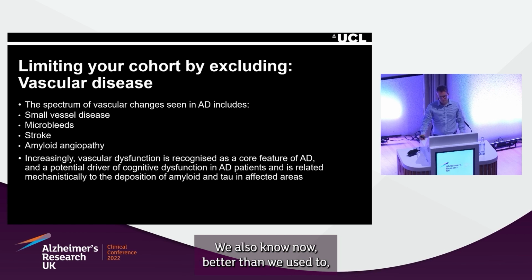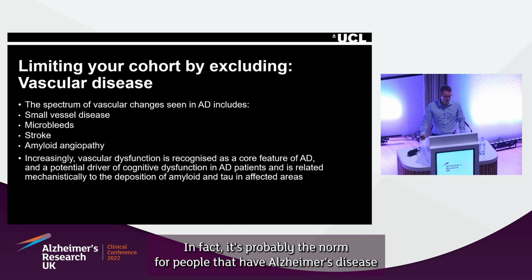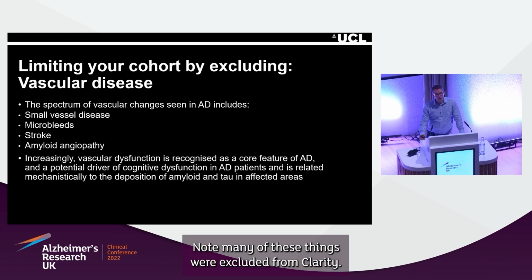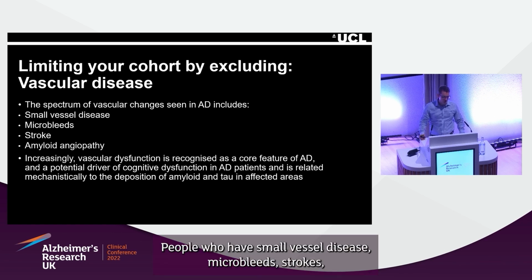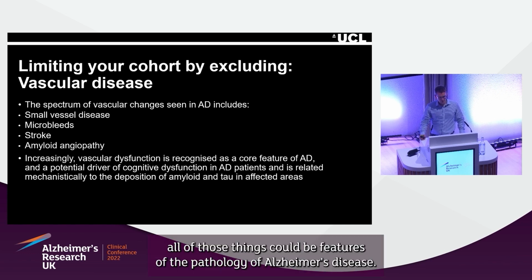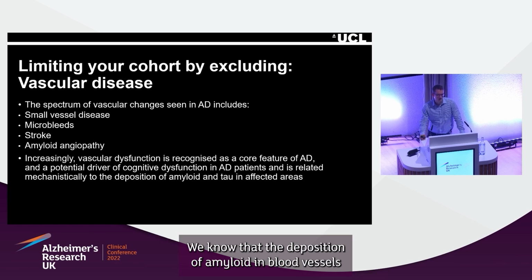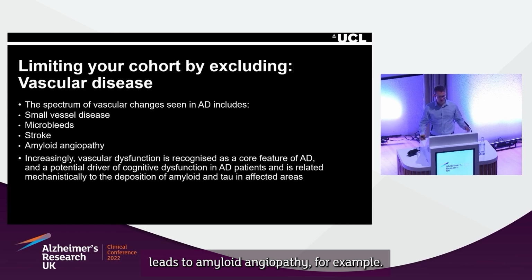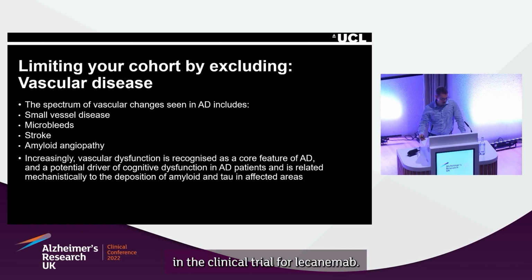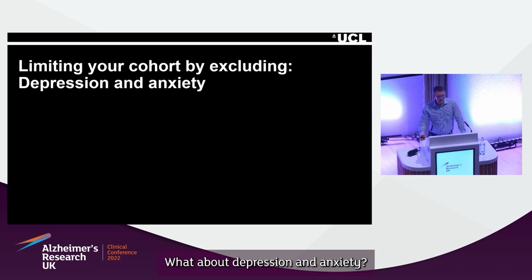But we also know now, better than we used to, that it's not uncommon. In fact, it's probably the norm for people that have Alzheimer's disease to also have vascular changes. And note many of these things were excluded from Clarity. People who have small vessel disease, microbleeds, strokes, all of those things can be features of the pathology of Alzheimer's disease. We know that the deposition of amyloid in blood vessels leads to amyloid angiopathy, for example. So we need to think about these people and bear in mind that they weren't involved in the clinical trial for lecanemab. What about depression and anxiety?